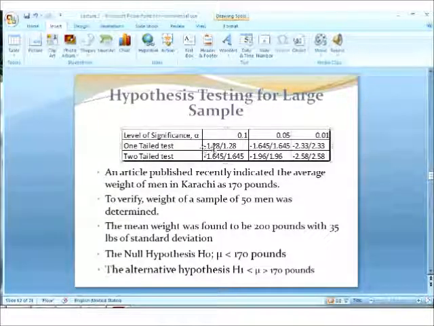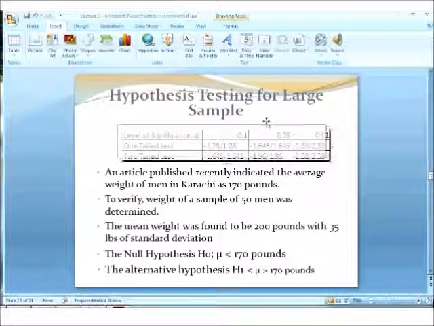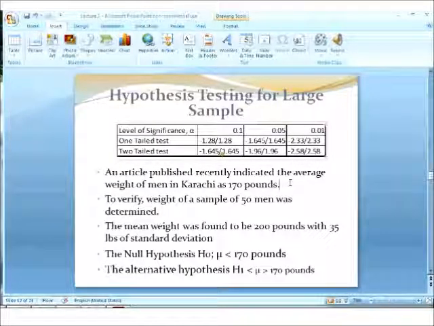For a one-tailed test, the standard z values are these, and for a two-tailed test, the standard z values are these. So rather than going to that big table, you can pick the values from here based on whether you are doing the one-tailed test or two-tailed test. So this is a summary table for your convenience.